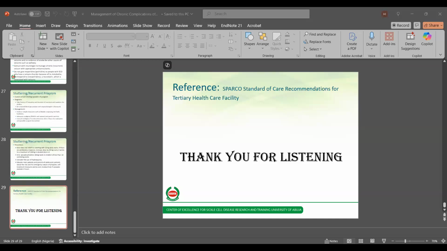At what age can an infant show signs of VOC, if the child has not received newborn screening? Usually children begin to present with signs and symptoms of sickle cell disease from the age of between 4 and 6 months, when the fetal hemoglobin has dissipated in their system. From the age of 4 to 6 months, they begin to have signs and symptoms.